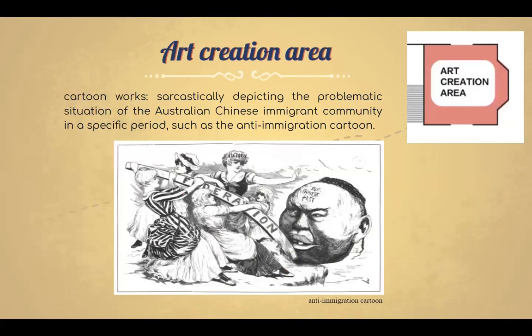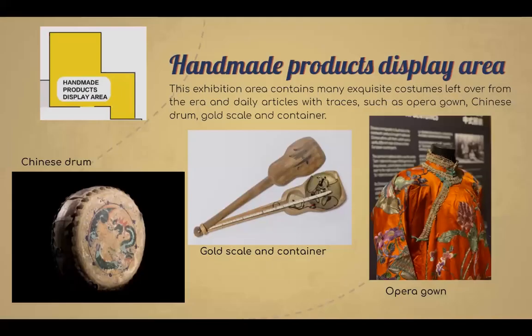In addition to the historic review area, I will introduce the remaining 6 exhibition areas in counterclockwise order. Room 2 is the art creation area, where many excellent artists' cartoon works are collected, sarcastically depicting the problematic situation of the Australian Chinese immigrant community in a specific period, such as the anti-immigration cartoon.